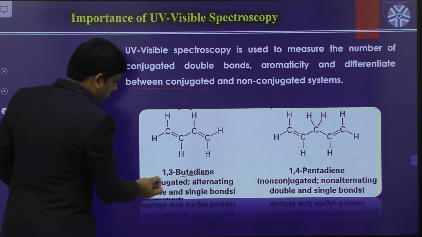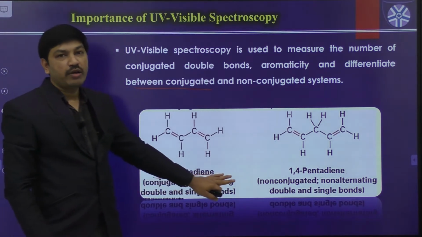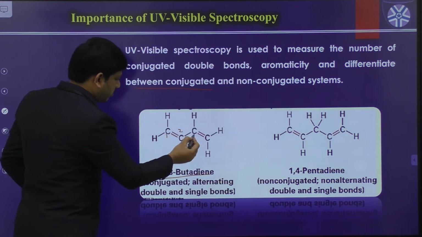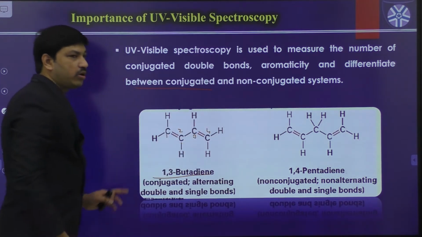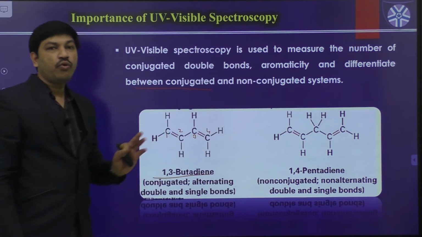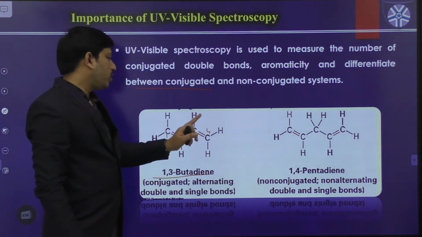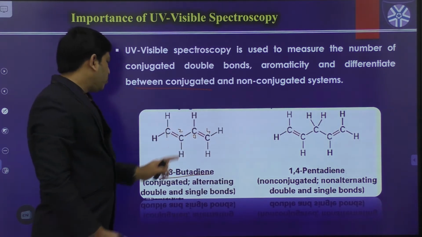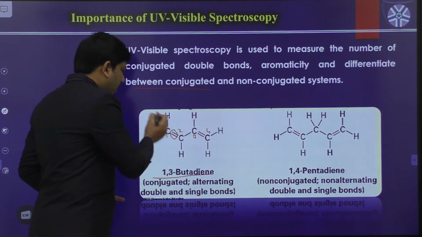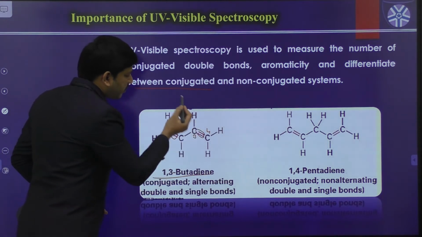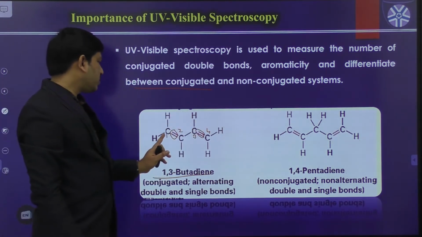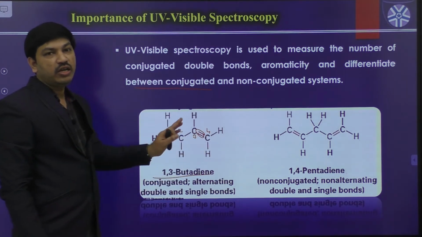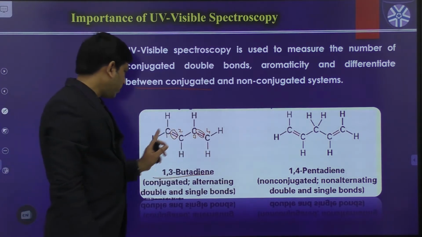The first one is the 1,3 butadiene molecule. So first carbon, second carbon, third carbon and fourth carbon. So in this molecule we have 4 carbon atoms, 1, 2, 3, 4. That means this is a butane kind of compound, but we have 2 double bonds here. At the first carbon we have a double bond, at the third carbon also we have a double bond. So that's the reason this is 1,3 butadiene. Ene means double bond, diene.